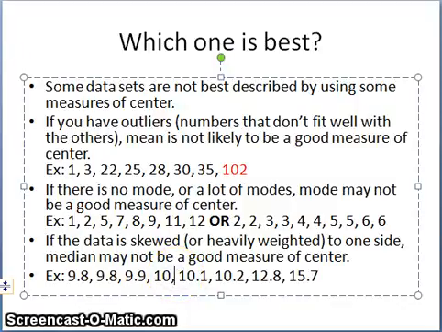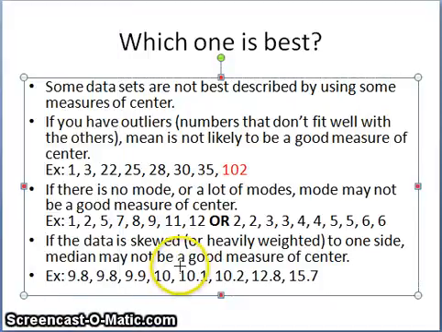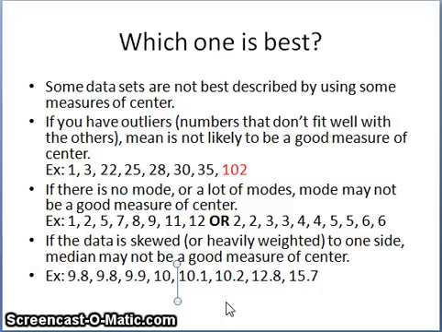Let me grab a line for you. Hold on a second. So this is where the median would be. It would be right between 10 and 10.1. So the median is 10.05. And that really isn't halfway between the data, right? 10.05 is really close to 9.8, but pretty far from 15.7. So median would not necessarily be the best measure of center here.